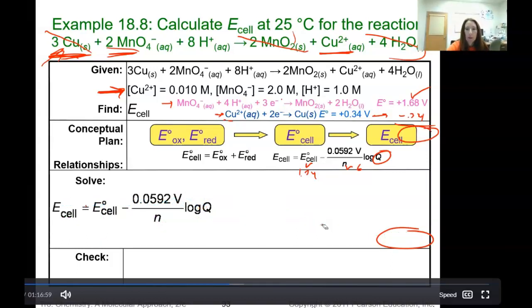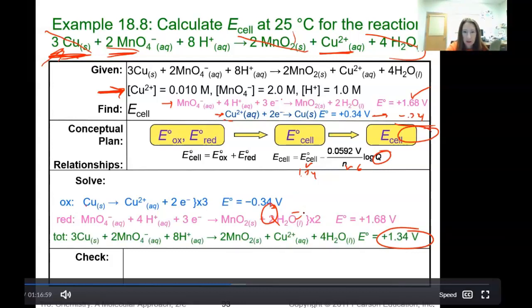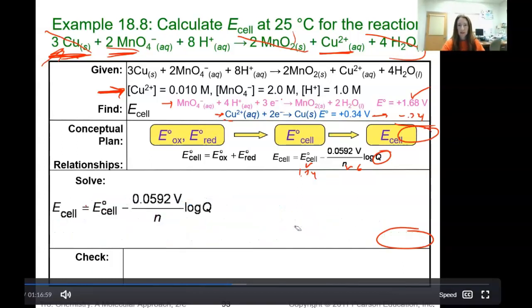So now, when we do our Q, remember Q, products over reactants, right? So we have our products, which we have a balanced chemical equation on here. Where do I have it? Right, products over reactants. Just erase this.